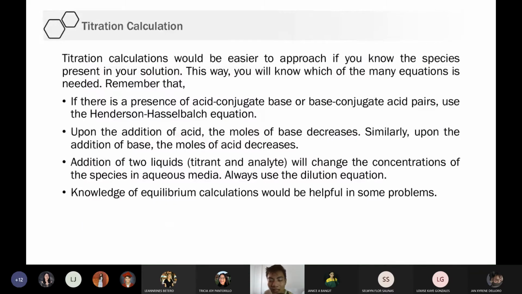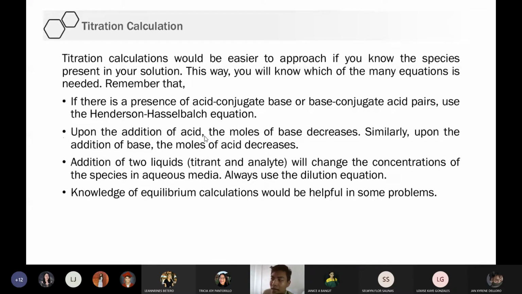Okay, so in titration calculations, there are some required knowledge, no, para makapag-proceed dito. Okay, so ano yung mga required knowledge para maging easier yung approach natin dito? So ito yung mga pointers na sinabi ko. Una, kapag alam nyo that there is an acid and a conjugate base pair or base or conjugate acid pair, then you should know that you should use the Henderson-Hasselbalch equation because the presence of the acid and its conjugate base pair tells us na may buffer system tayo. So whenever we have buffer systems, we should use the Henderson-Hasselbalch equation.